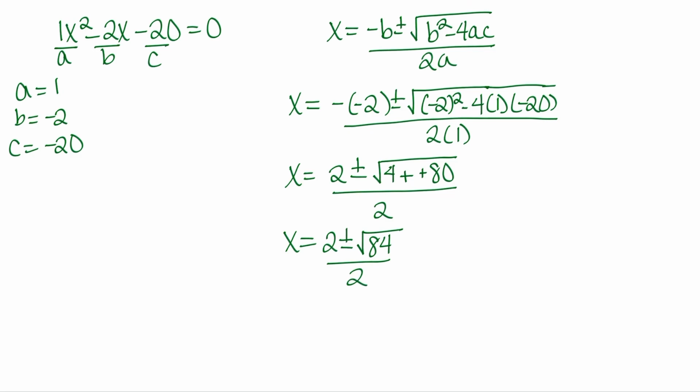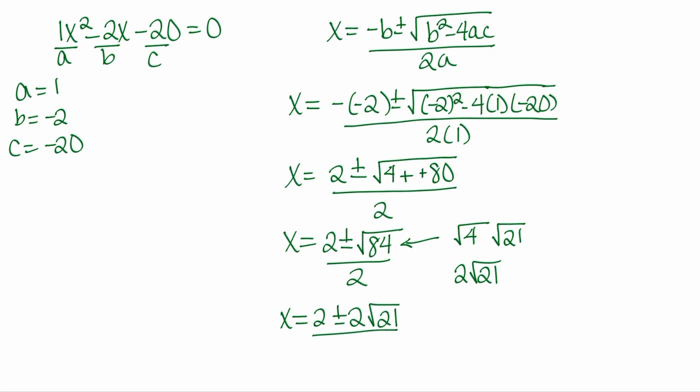Remember, whenever you have a radical in a problem, you always want to look at the radical and see if there's any way that you can make it better. So the square root of 84 can actually be made better. Remember, the perfect square that evenly divides 84 is 4. So this can be written as the square root of 4 times the square root of 21. The square root of 4 is 2, so we have 2 times the square root of 21. So we have x equals 2 plus or minus 2 square root of 21 over 2.